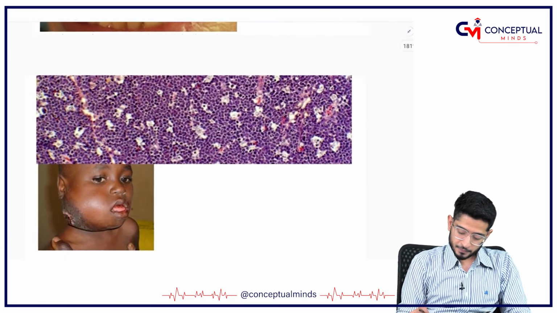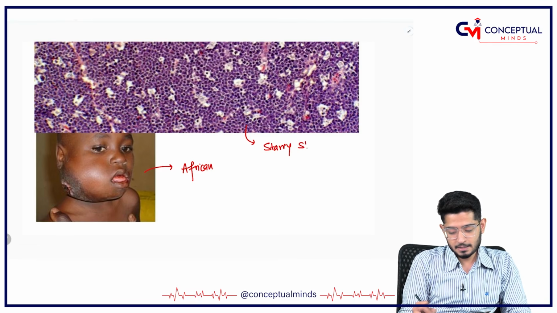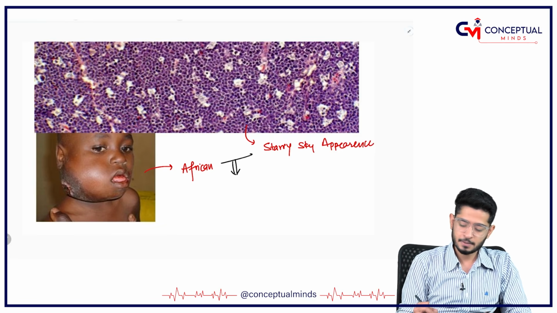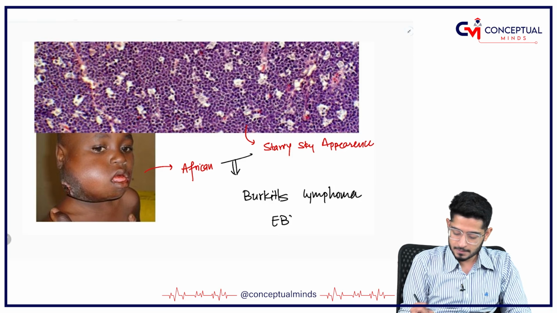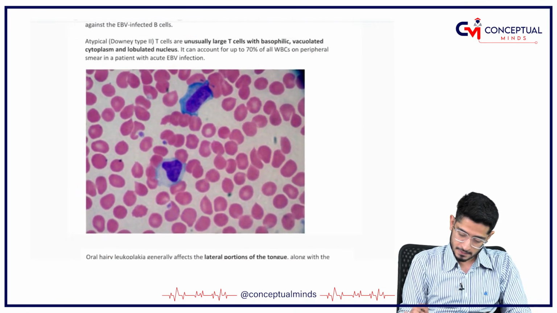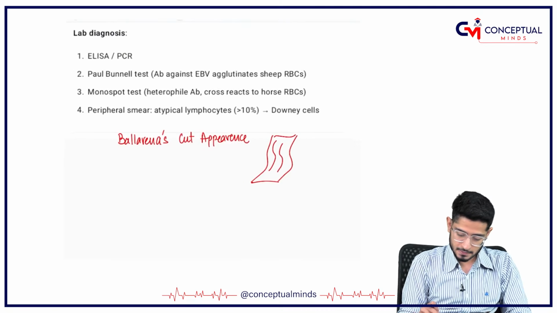See here, this is an African child with this biopsy, which shows a starry sky appearance. Definitely the pathology ma'am will teach you about it. If an African child with a starry sky appearance comes, the diagnosis is Burkitt's lymphoma, and I am teaching you this because Burkitt's lymphoma is closely related with Epstein-Barr virus. I'll come back to this topic once again because the laboratory diagnosis is still left.